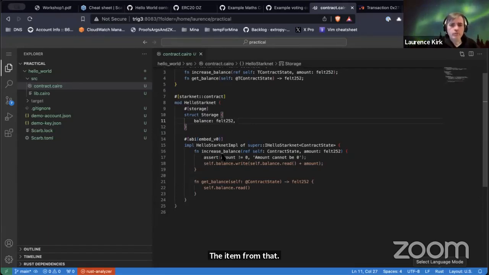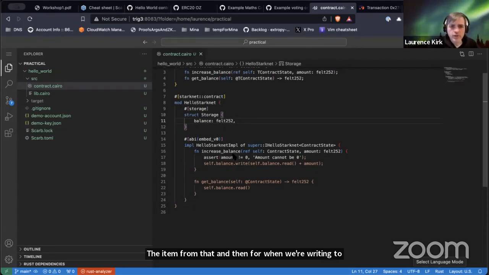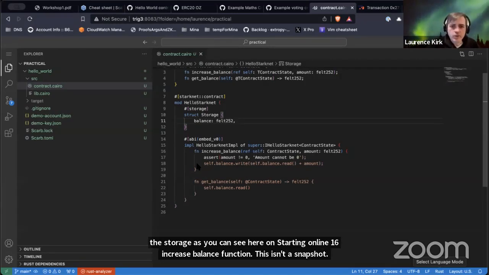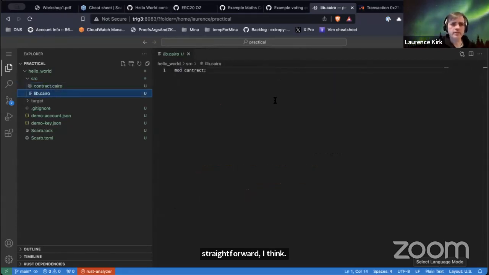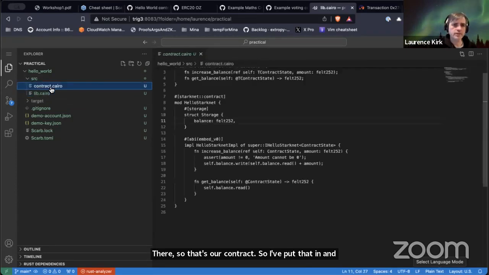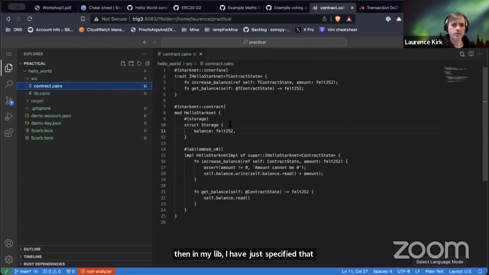And then for when we're writing to the storage, as you can see here starting on line 16, the increase balance function. This isn't a snapshot, this is a ref. And so what we do on line 18 is from the balance we write, and we write the old balance, so with the read of the balance plus the amount that we've passed into this function. So quite straightforward, I think. So that's our contract. I've put that in, and then in my lib, I've just specified that we've got that module.